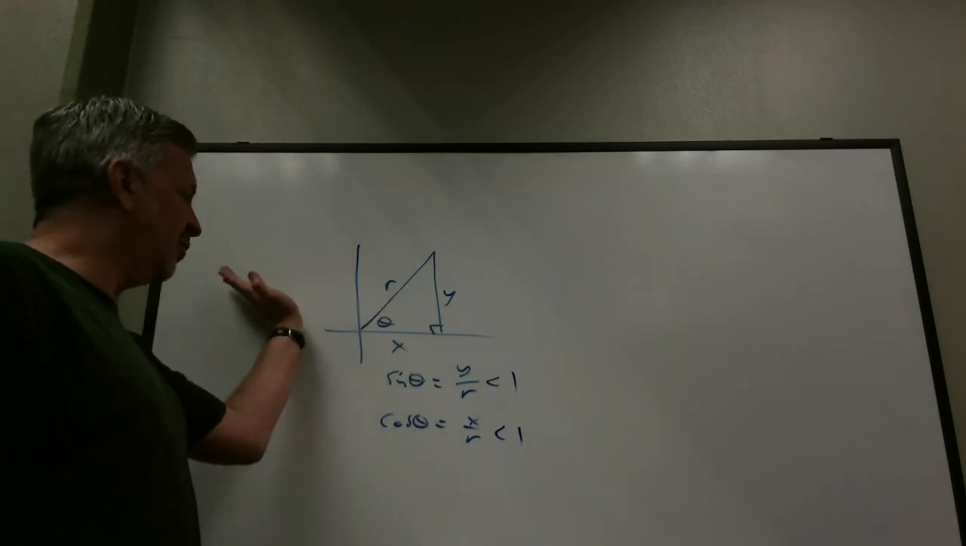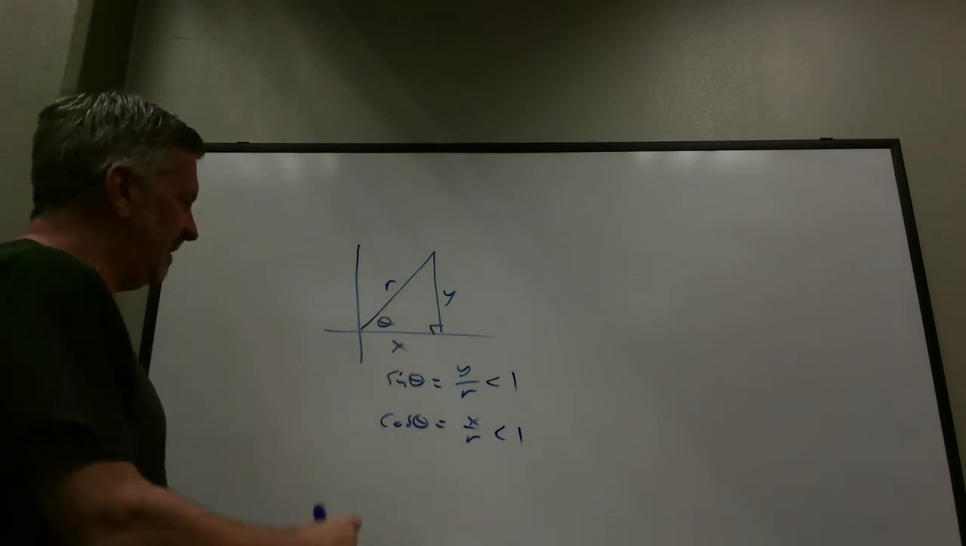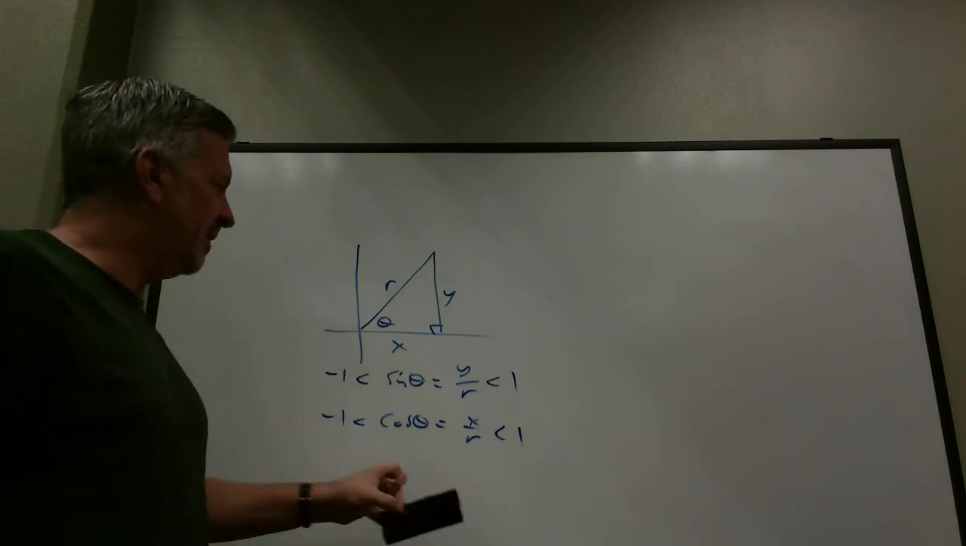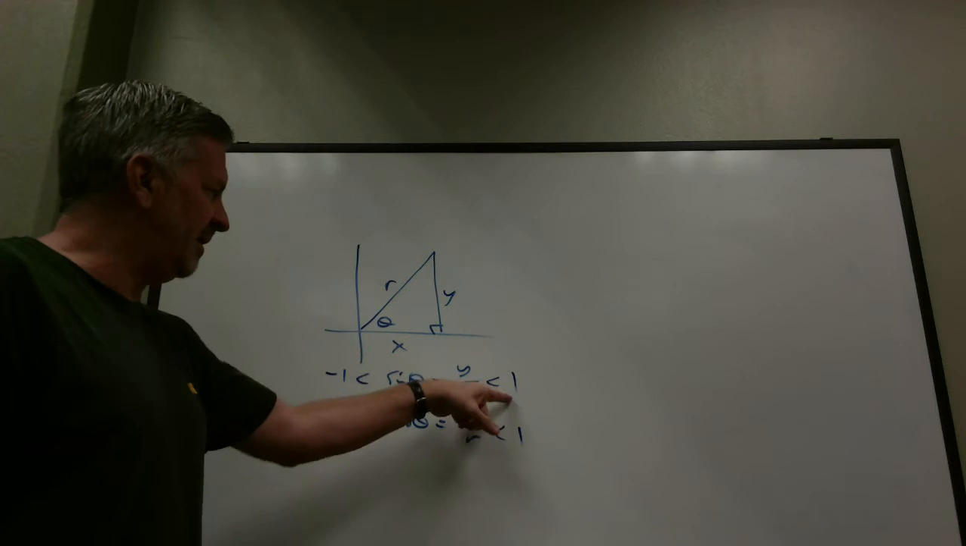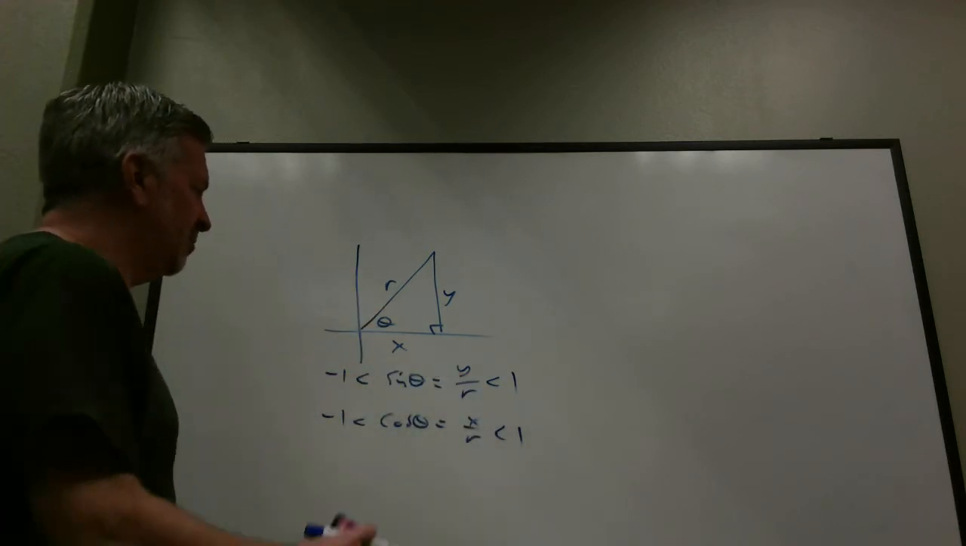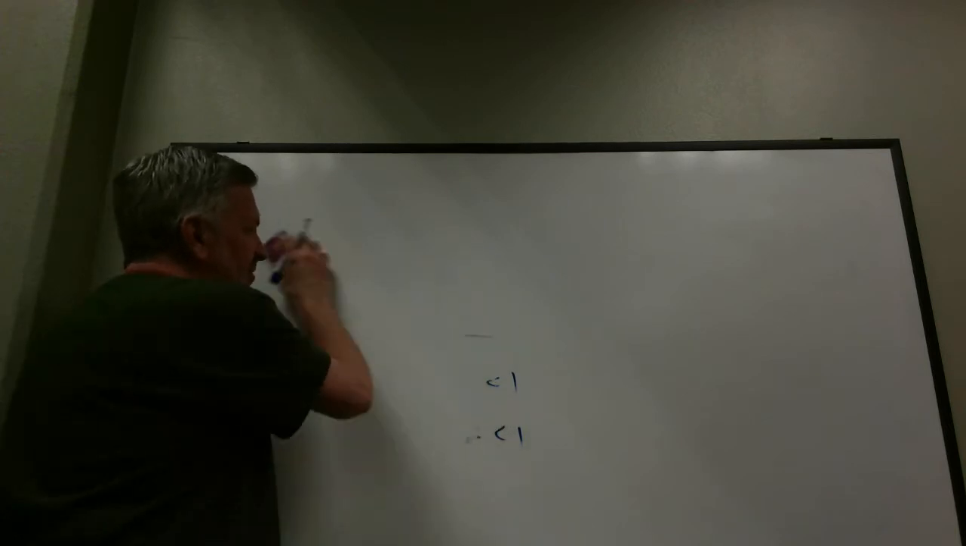Now, if we're in another quadrant, we saw that sine and cosine can be negative, but it's going to be bigger than -1 on both of those. Right? So at the quadrantals, we get plus or minus 1. At the non-quadrantals, you're going to have a number that's between -1 and 1. So that's why the range of sine and cosine is from -1 to 1.